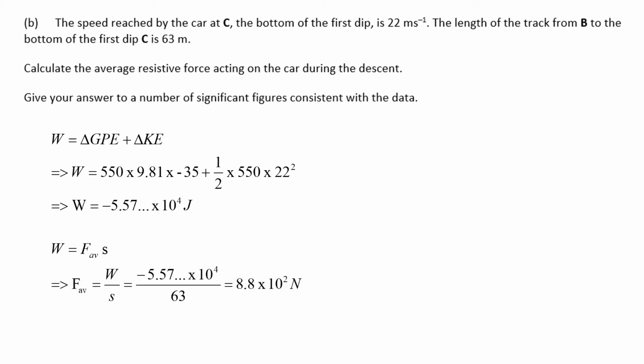To calculate the average force, we use the total work done divided by the total distance travelled, giving us a force of 8.8 times 10 to the 2 newtons, but it will be negative because it's acting against the motion. And we give it as two significant figures because the data we've used in the question, the 22 and the 63, are two significant figure numbers.